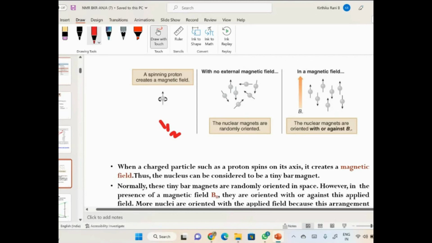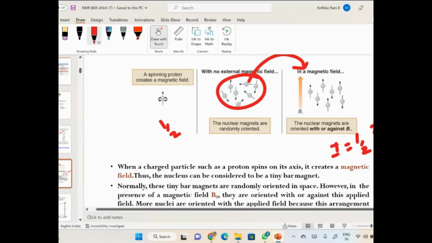So with no external field, they will be in a disordered state, randomly oriented. But when I put them into an external field, they will align or oppose. They will take up two different orientations with respect to the magnetic field, because we know that I equal to half will be split into two states. Why two states? Because the splitting is given by the formula 2I plus 1. So it will be split into two states.